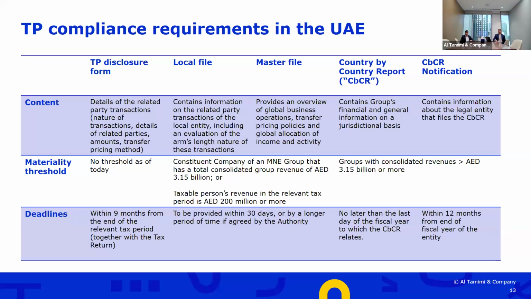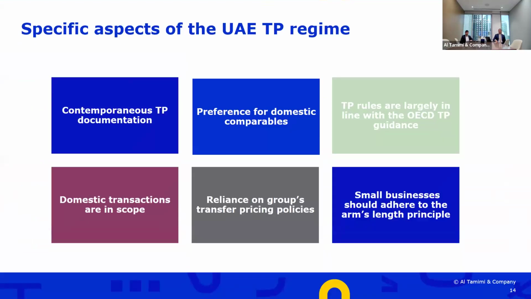They need to file the CBCR report, a report with financial information, mostly, and some qualitative information as well, within 12 months from the end of the fiscal year. They also need to file the CBCR notification no later than the last day of the fiscal year to which the CBCR relates.